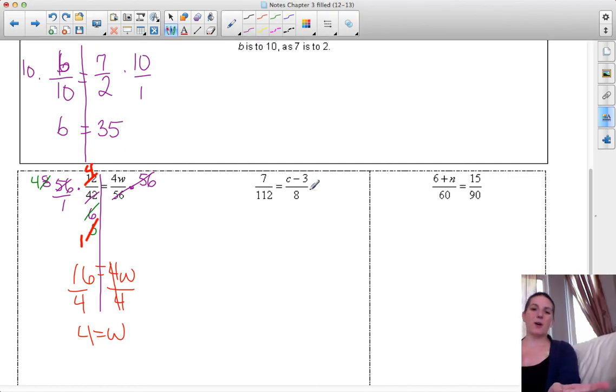Alright, okay, so let's look at this problem. The first thing I want to remind you is that you need to put your parentheses in here because that's a quantity. But we're still going to undo that division first. We're going to multiply both sides by 8. So 8 over 8 becomes a 1. Multiply by 8 over 1.